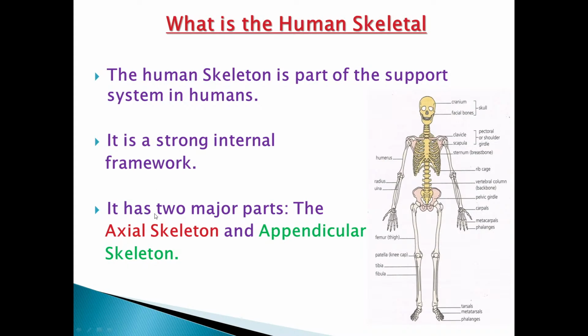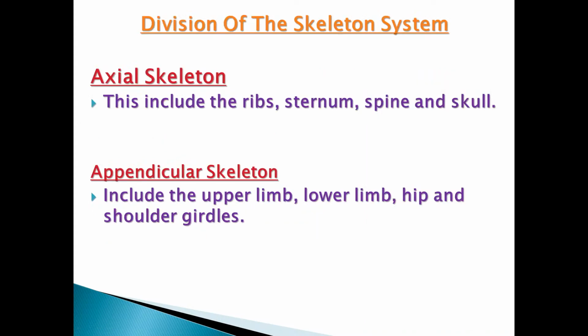It has two major parts. The entire human skeletal system that you're looking at now has been put into two different sections, or categories, no problem. The two main divisions of the human skeletal system are the axial skeleton and the appendicular skeleton. So that's what we're going to move into next. We're now going to look at these two divisions, so moving on to the next slide.